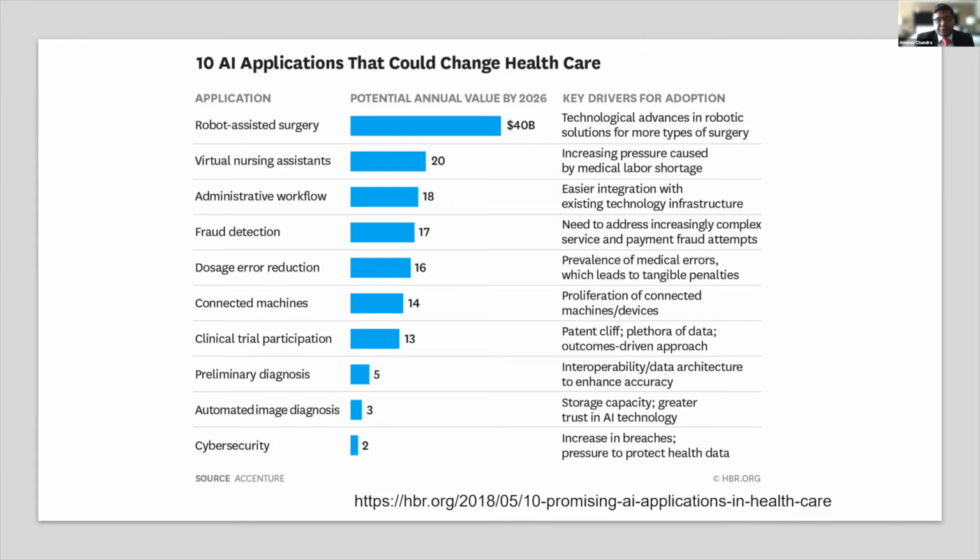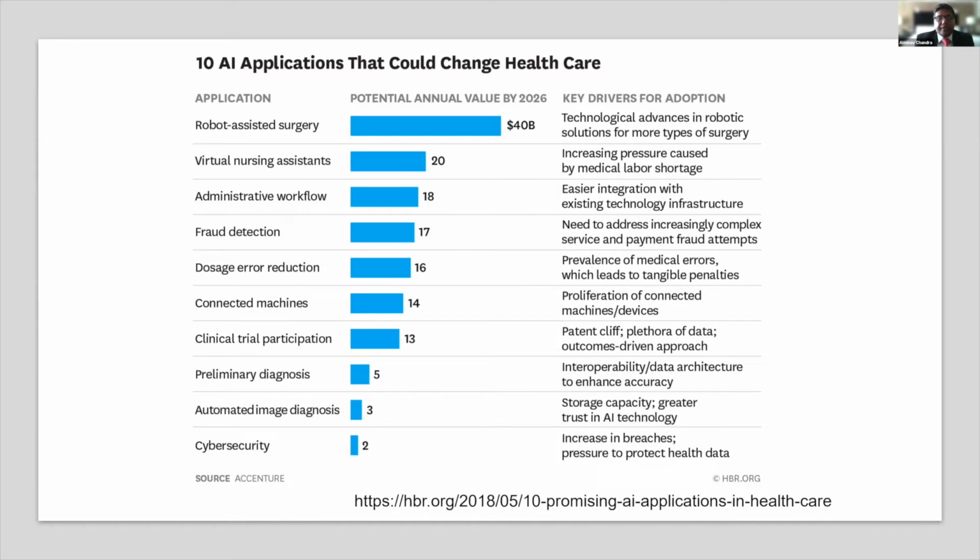With growing healthcare shortages, we have seen an increase in virtual nursing assistants. So labor shortages are prevalent. It has only increased in the COVID era, and the role for these virtual assistants is growing more. It also helps in administrative workflow, and causes easier integration of existing technology infrastructure. It has a role in fraud detection, also in dosage error reduction. I think the EMRs do a very good job in making sure that there are no interactions between medications. It also helps in connected machines, and in clinical trial participation, where our program has definitely had great success.